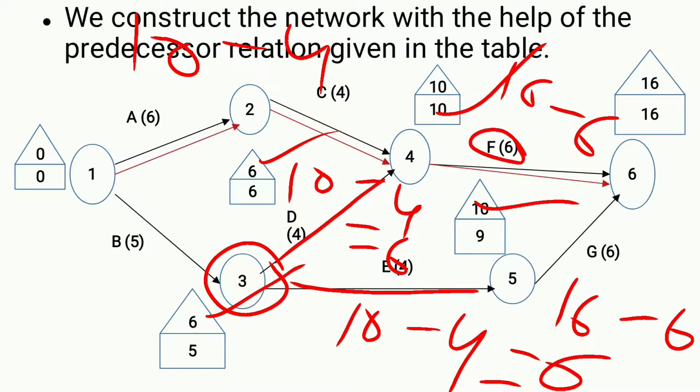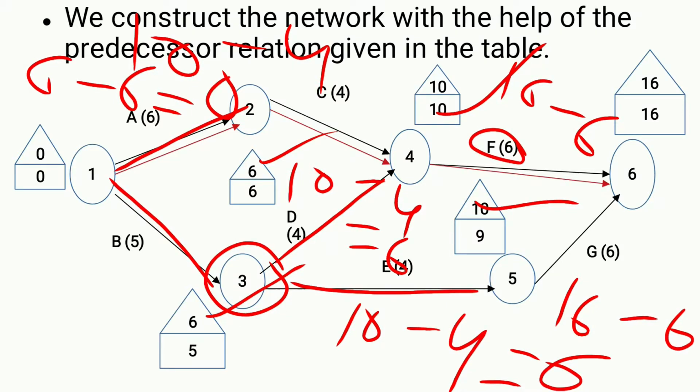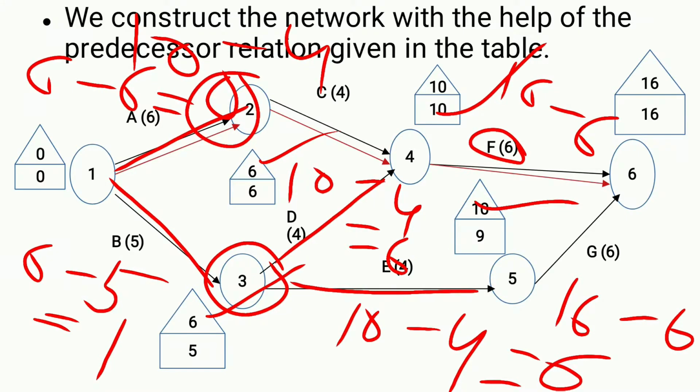And here 1 is coming from 2 and 3. From 2 let's calculate once. Here latest time is 6 and the duration is also 6. So this is 0. And from 3 let's see. Here the latest time is 6 and the duration is 5. And this is 1. Here we have to take the least value 0. So here 0 is the latest value.